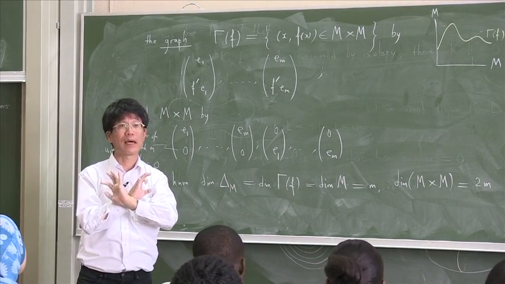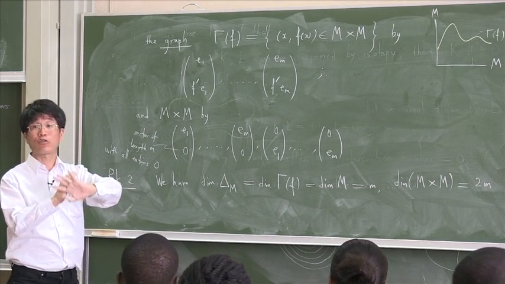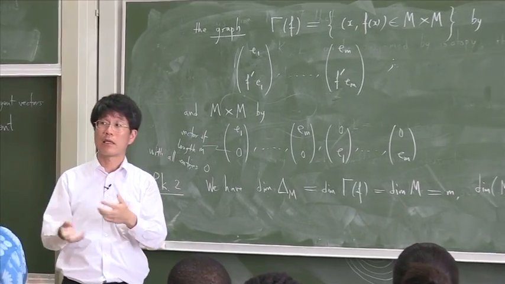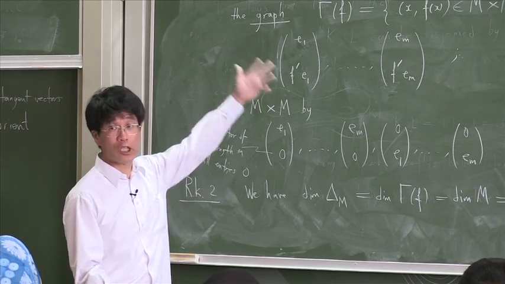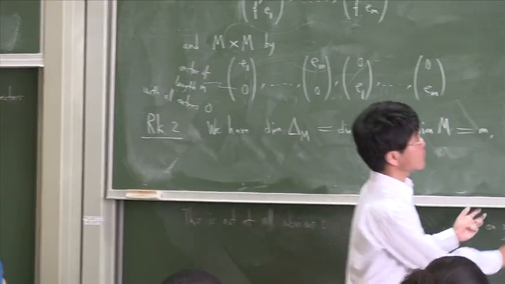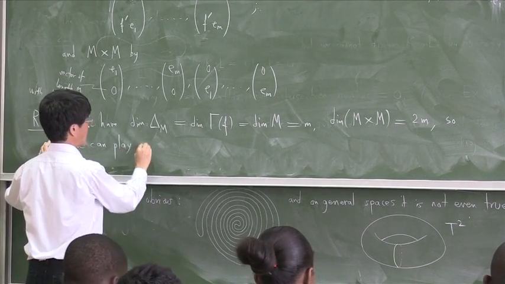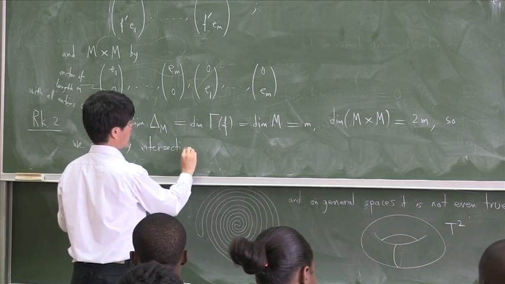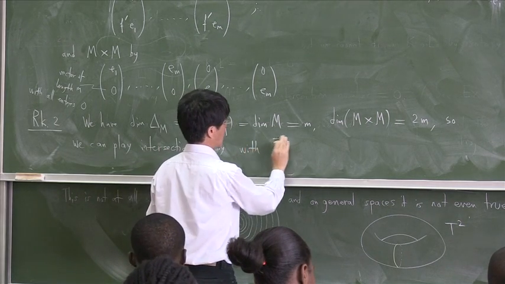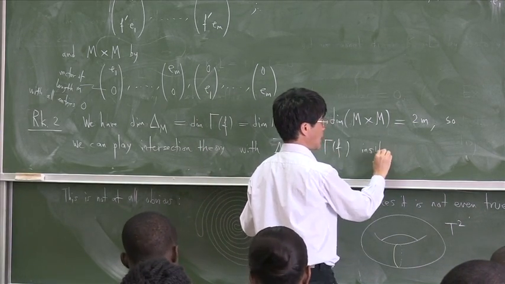That means that we can start talking about the intersection numbers. The graph and the diagonal intersect at discrete points. We can count whether the sign is plus or minus thanks to these orientations, count the intersection number, and use the powerful machinery of intersection theory to deduce all sorts of conclusions about the map. So we can play intersection theory with the diagonal and gamma, the graph, inside M cross M.